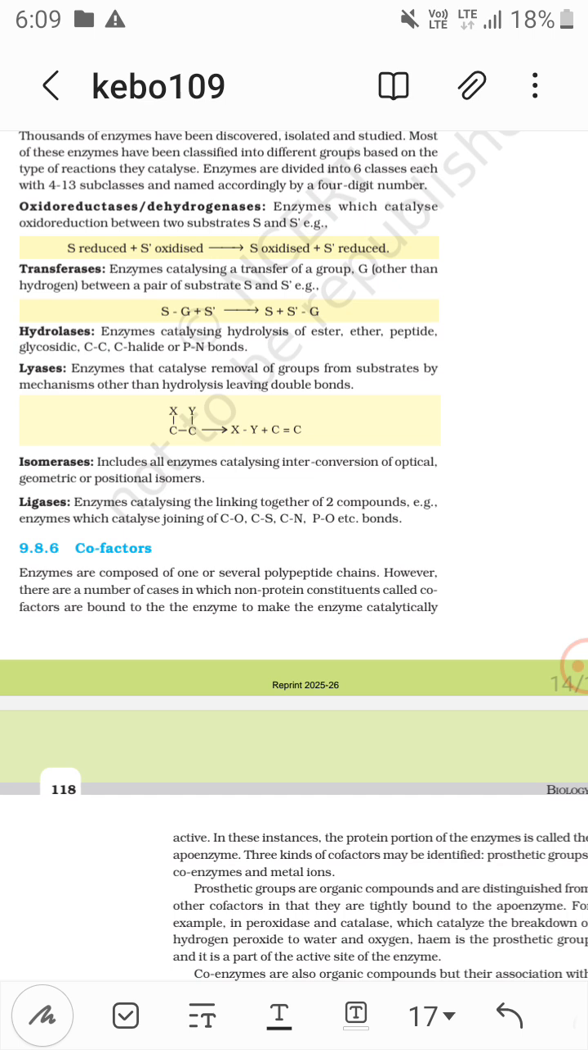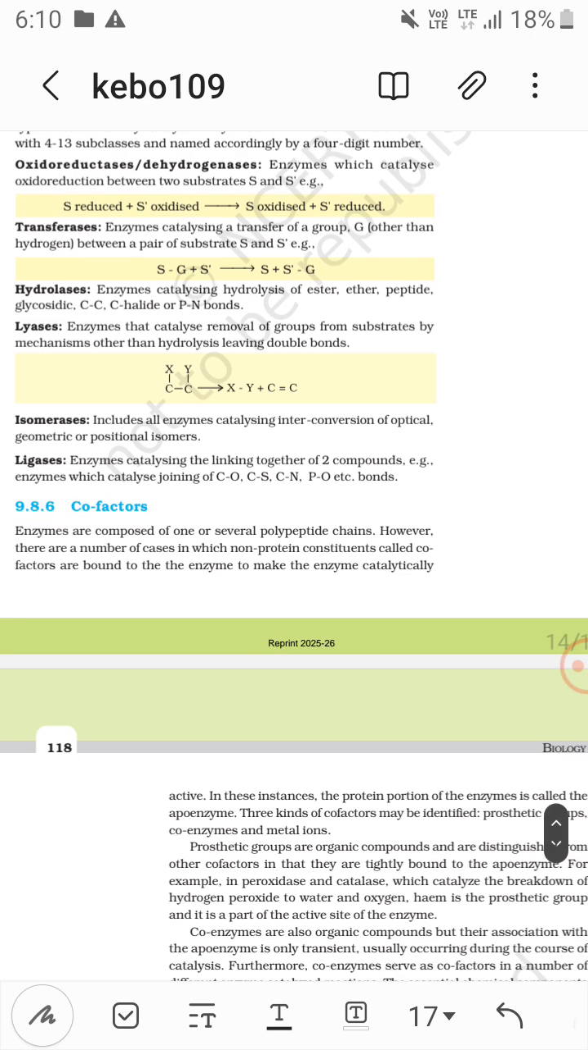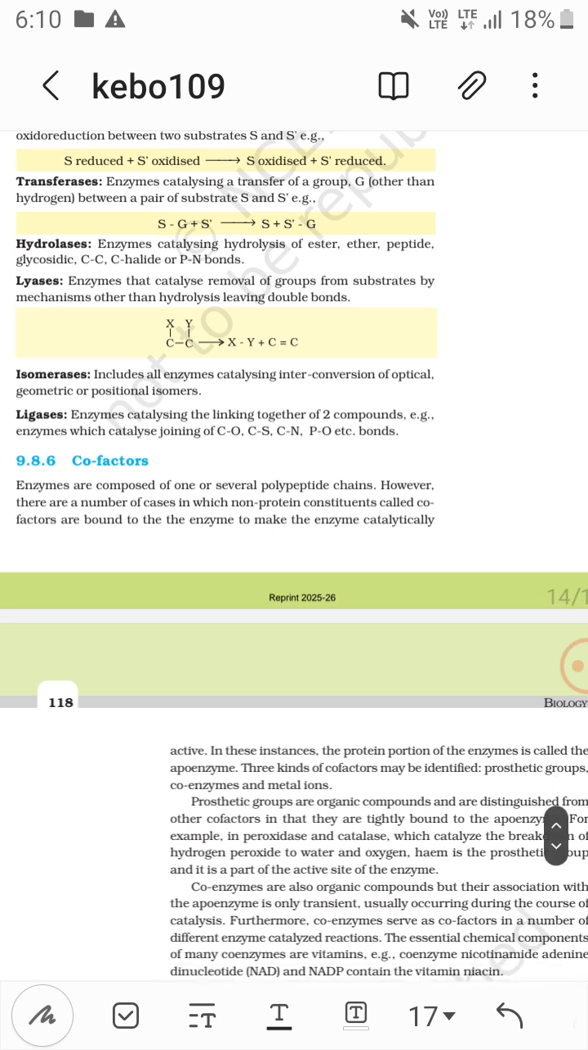Now the fourth is lyases, enzymes that catalyze removal of groups from substrates by mechanisms other than hydrolysis, leaving double bonds. So the third is hydrolysis, but lysis is other than hydrolysis, which can remove groups and leave double bonds. So these are lyases. You see in the diagram C-C with X and Y, then XY is removed and a C double bond is formed, leaving the double bond.